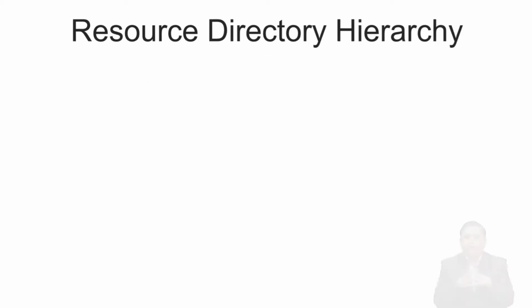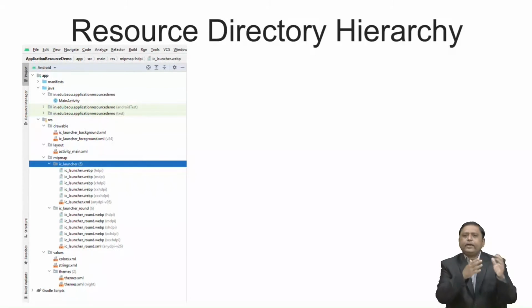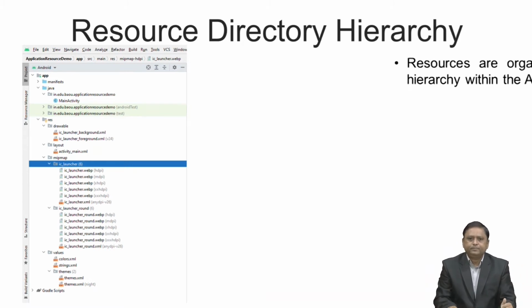We have already understood a project in Android Studio. While you create project, Android Studio creates this resource directory hierarchy within Android project. So let us try to understand this resource directory hierarchy. On screen you can see that this is our resource directory hierarchy, and the top directory is res, and inside that there are separate directories like drawables, layout, mipmaps, values and themes.